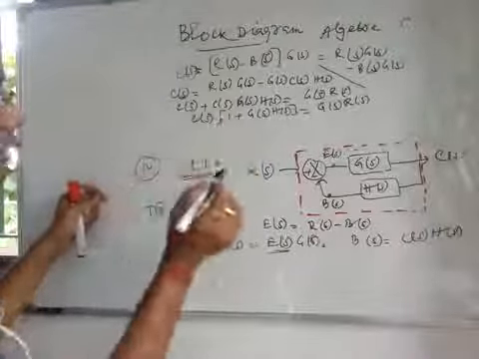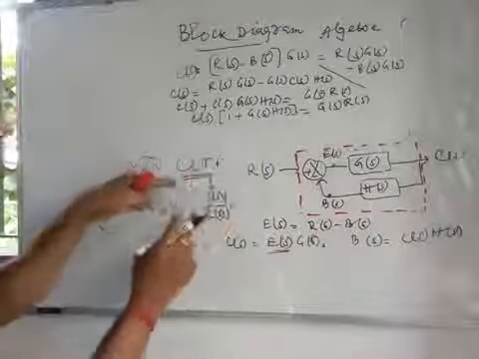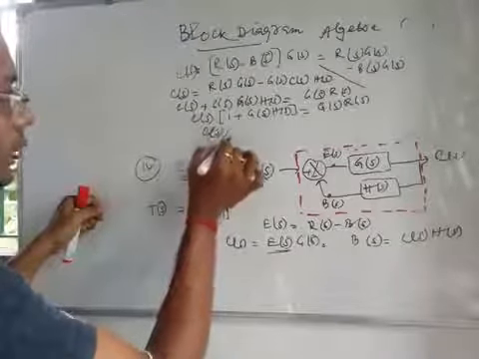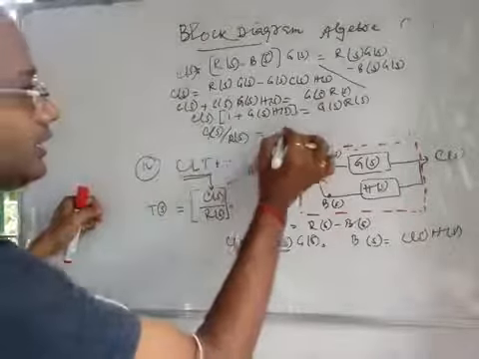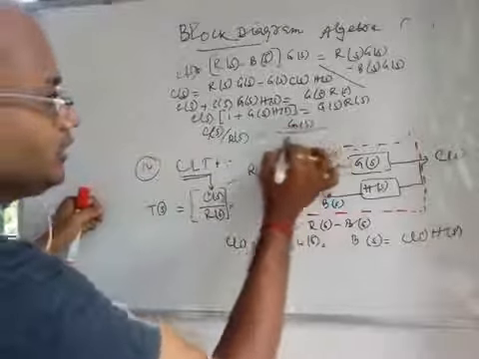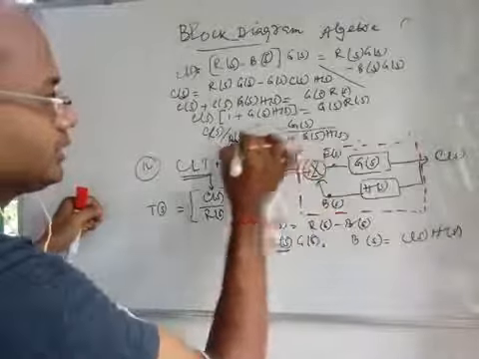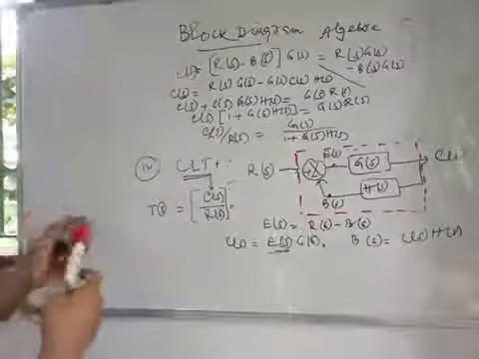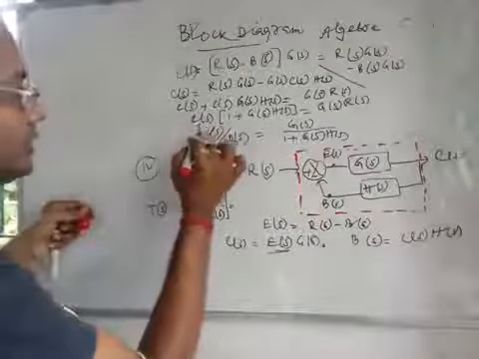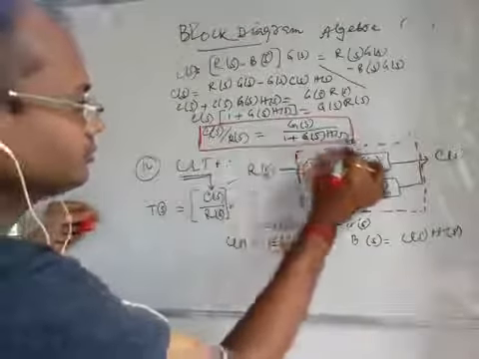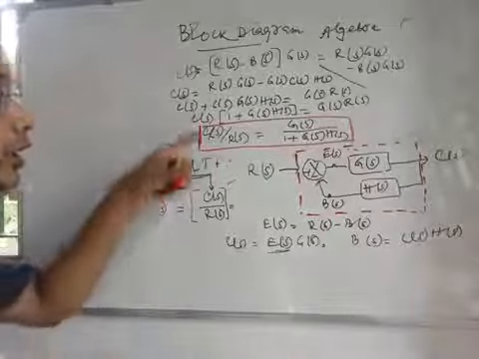So what we have to get? We have to get the closed loop transfer function, that is C(s) by R(s). So write this: C(s) by R(s) is equal to G(s) by 1 plus G(s) into H(s), right? So this is your closed loop transfer function. That we get the closed loop transfer function.